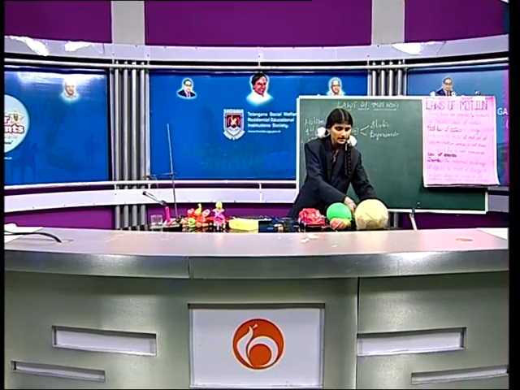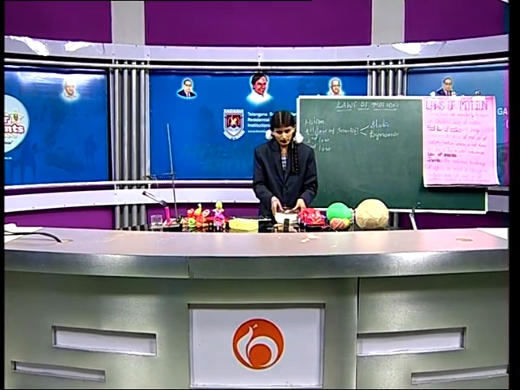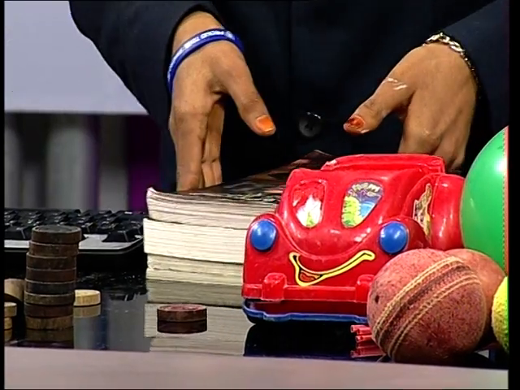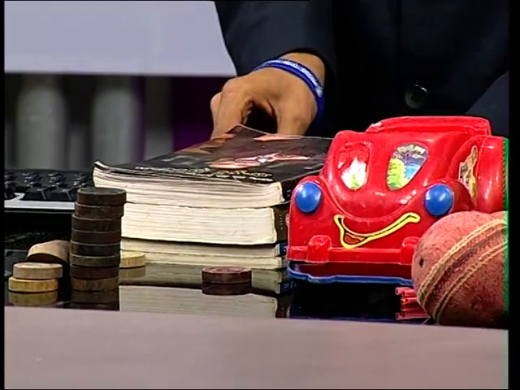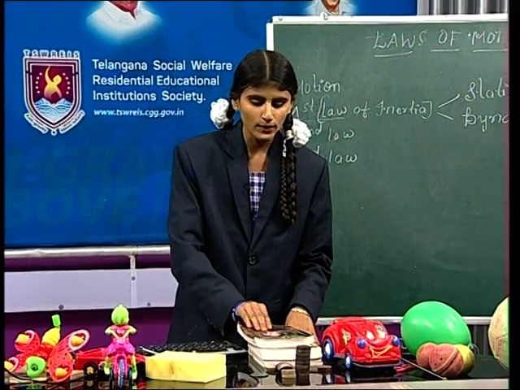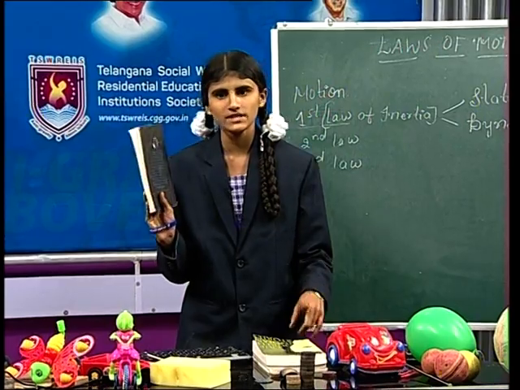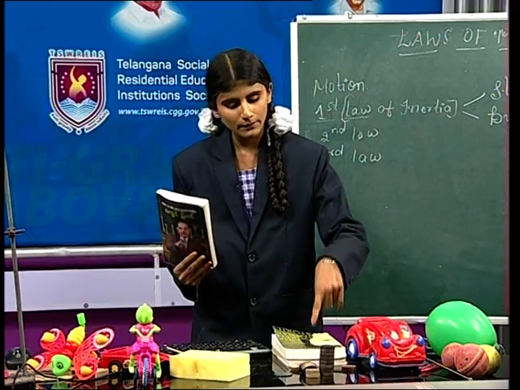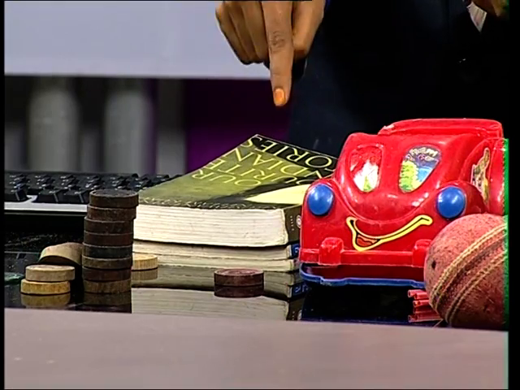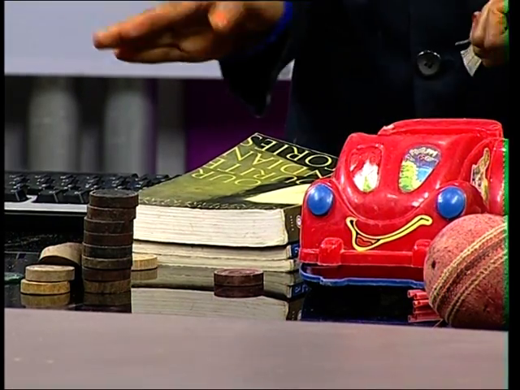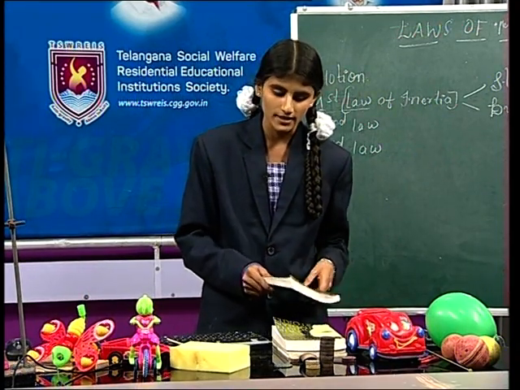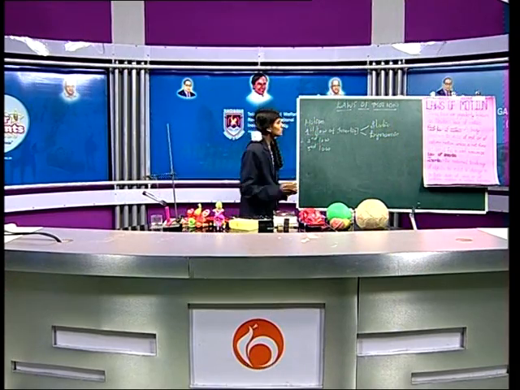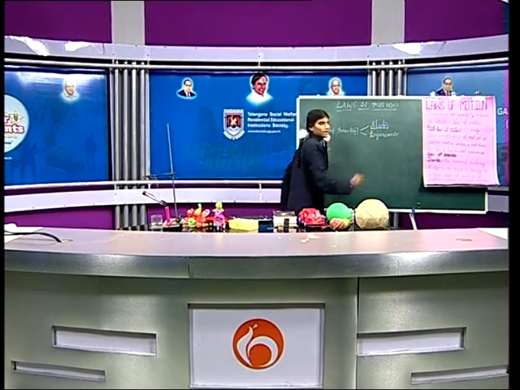And see here, another example, a stack of books. How many books are there? Count. 1, 2, 3, 4. There are 4 books. Now, by applying some force, I am lifting one book from the stack. Then what happened? The book which I removed from the stack is the only one that moved. The remaining books in the stack are at rest position. They are not accepting any change in their position. Yes or no? Yes. These two concepts are explained by static inertia.